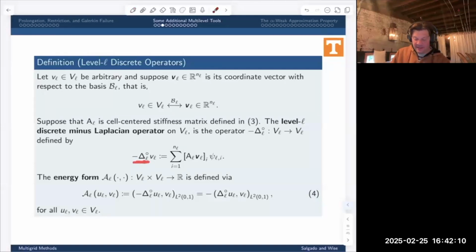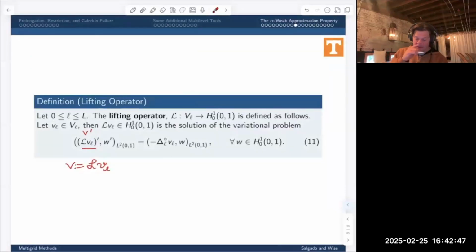So how could I apply a finite difference operator to a piecewise constant function? Well, you just take the matrix A_L and multiply A_L times the coordinates of that vector, and then you use that vector of new coordinates to expand in a basis expansion involving the basis elements from B_L. So that's how I define this object, minus delta_L circ. That's supposed to be evocative of the minus Laplacian operator. It's actually a discrete operator because it acts on discrete functions.